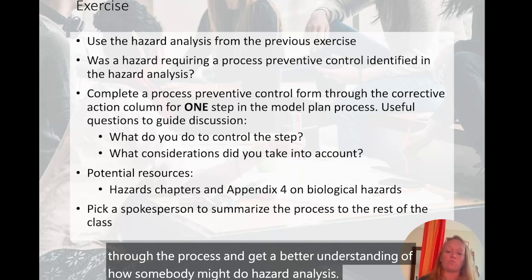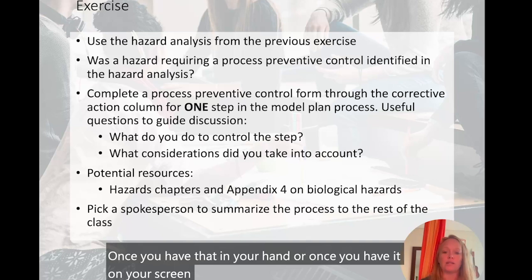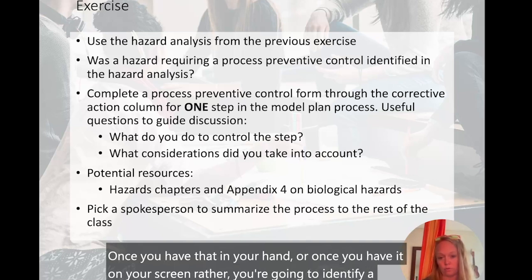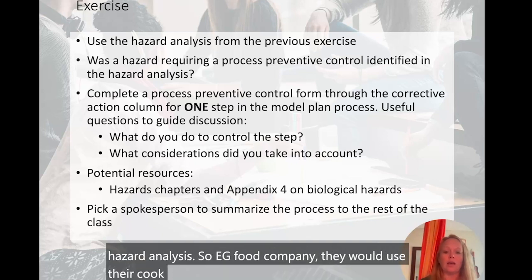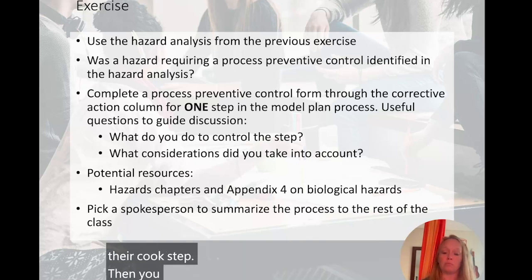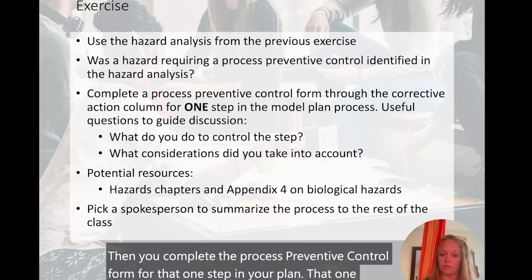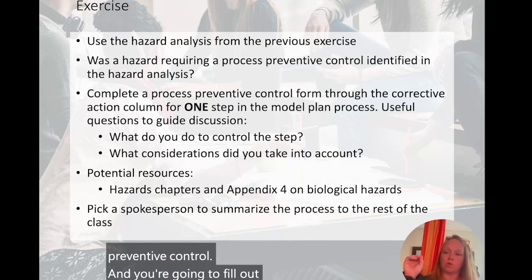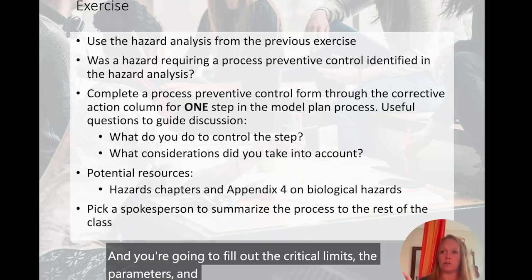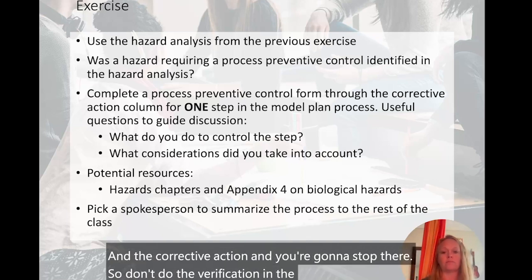Then, once you have that in your hand, or once you have it on your screen, rather, you're going to identify a process preventive control that was identified in the hazard analysis. So EG Food Company, they would use their cook step. Then you complete the process preventive control form for that one step in your plan, that one process preventive control. And you're going to fill out the critical limits, the parameters and values, the monitoring steps, and the corrective action. And you're going to stop there. So don't do the verification and the record keeping part.